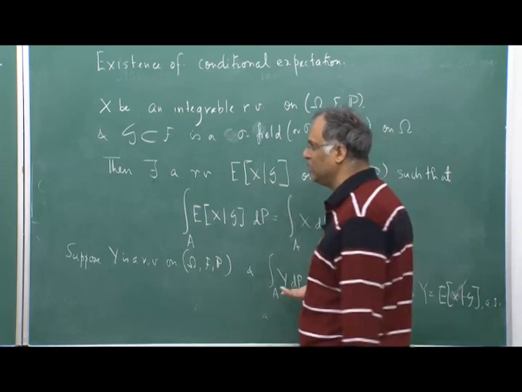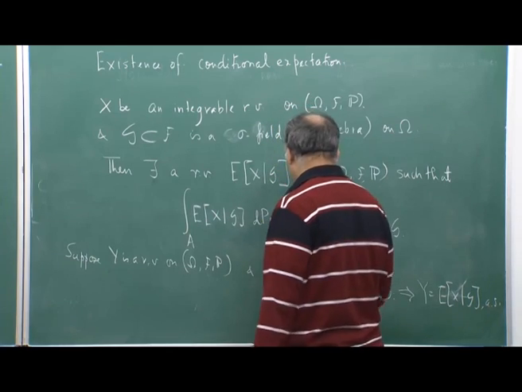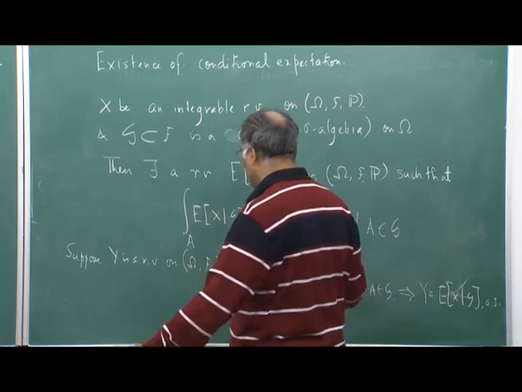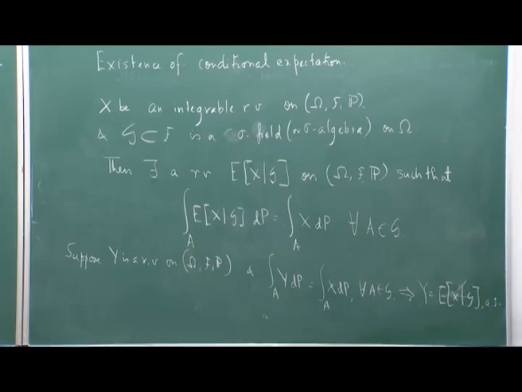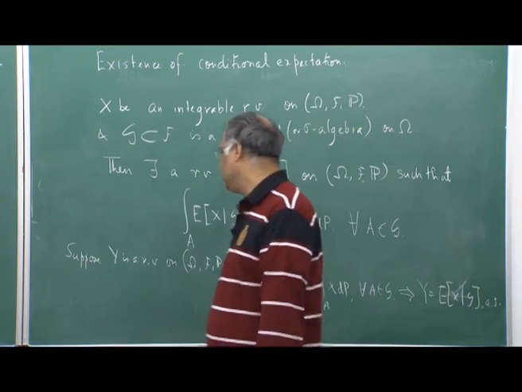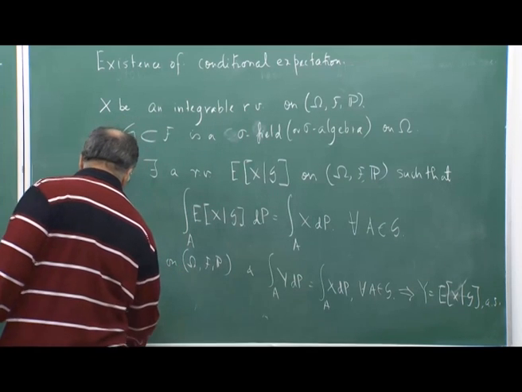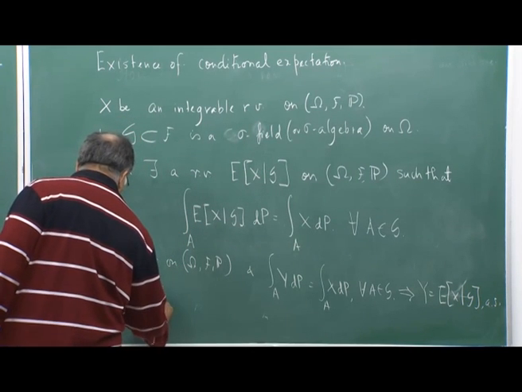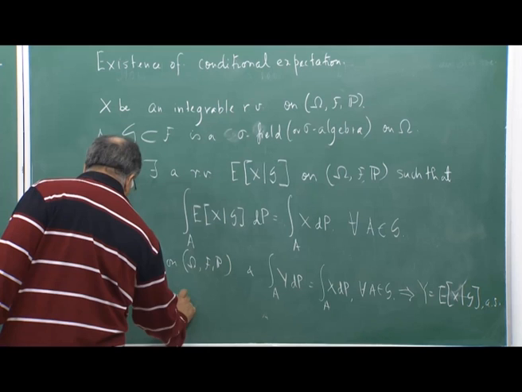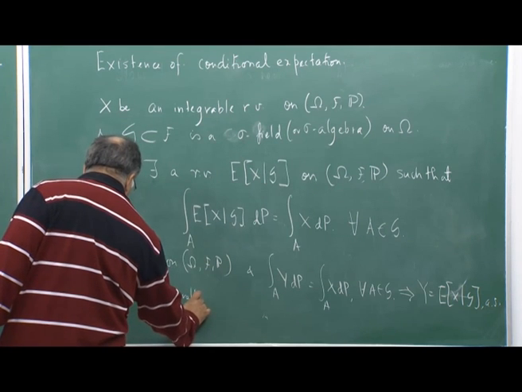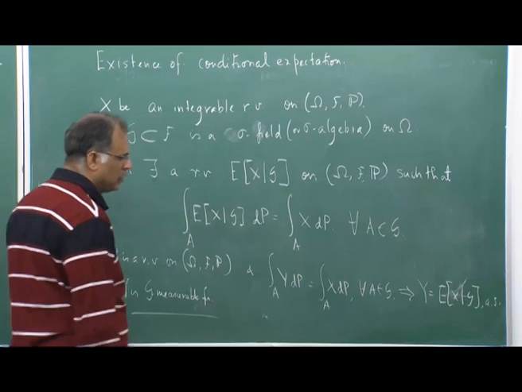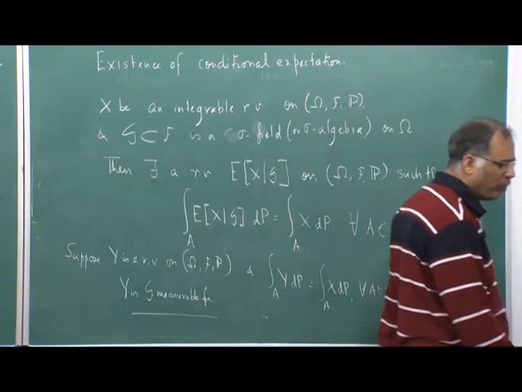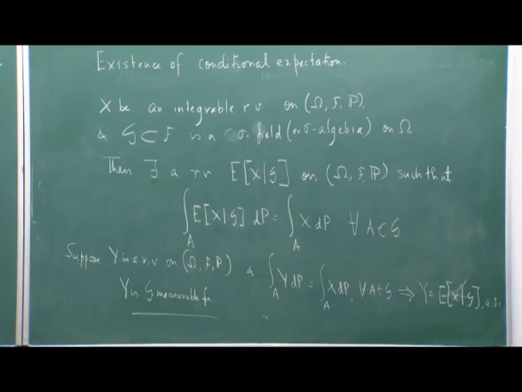So that also shows that this is really not unique. You can just find some Y which satisfies this, which is G measurable. Of course, Y has to be G measurable. If you can find any G measurable function, this will just work.